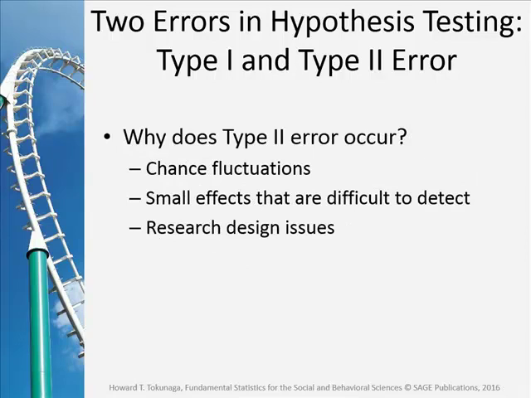Why does type 2 error take place? Well, again, chance. You could just have the wrong sample. The effects themselves could be small and are difficult to detect. So when we say that we can reject a null hypothesis because there is a statistically significant difference, that's true, but the actual size of the difference might be really small and hard to find.